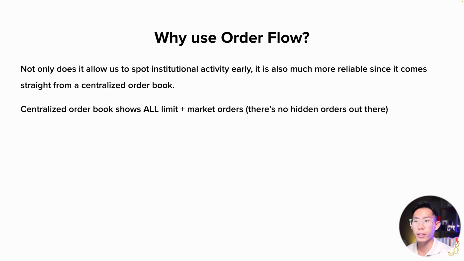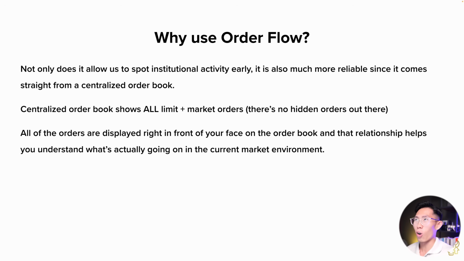This means there are no hidden orders from the black market or something out there, right? It's all on the order book. Like, come on, all the orders are literally displayed right in front of your face on the order book itself, and that really helps you understand what's actually going on in the current market environment.